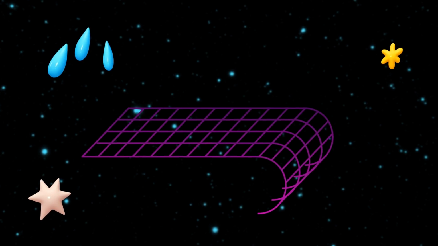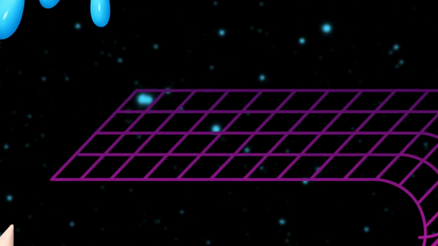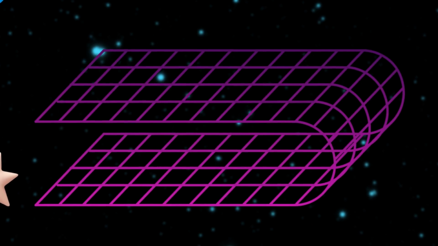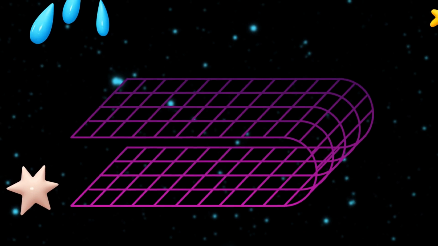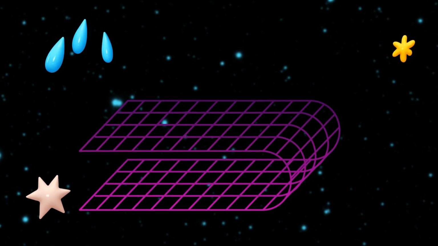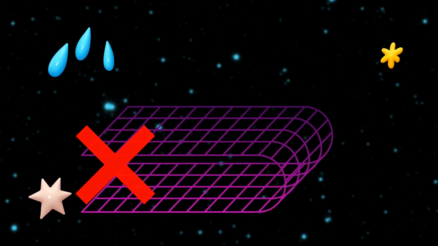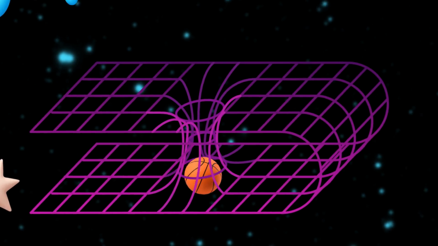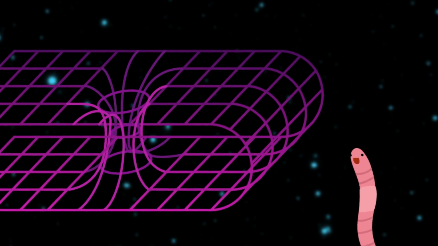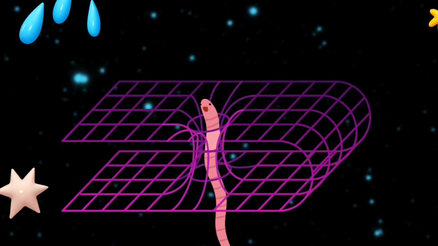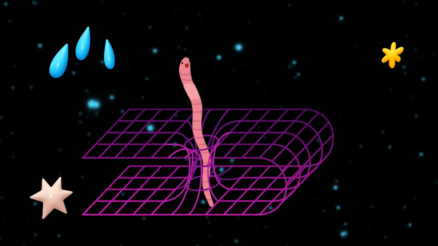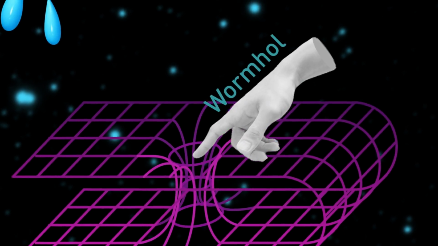Now, let's keep our attention on the same trampoline. If there's no pressure applied to it, its surface stays flat. Now imagine 2 points on this fabric, symmetrically placed on each side of the trampoline. Looking at them from this perspective, there's no possibility of them ever touching each other. But if an object is heavy enough, this flexible fabric can stretch so much that 2 points might potentially meet. The tunnel between those 2 points would be a wormhole.